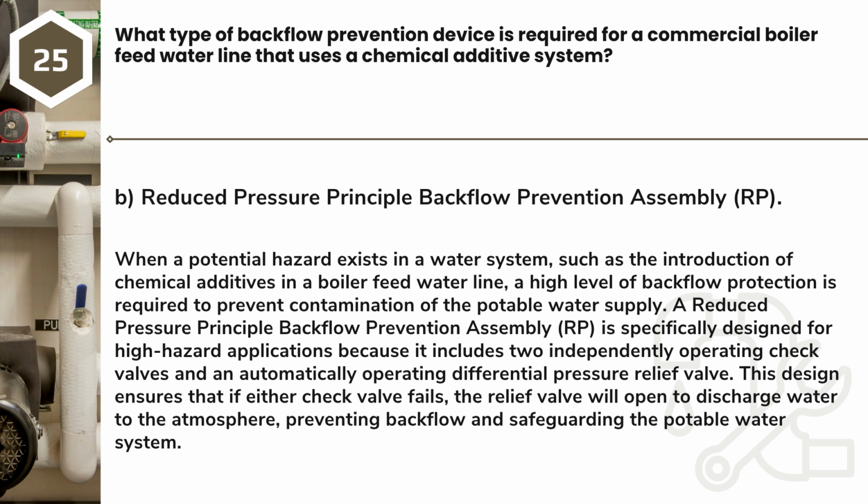Answer: B. Reduced pressure principal backflow prevention assembly, RP. When a potential hazard exists in a water system, such as the introduction of chemical additives in a boiler feed water line, a high level of backflow protection is required to prevent contamination of the potable water supply. A reduced pressure principal backflow prevention assembly, RP, is specifically designed for high-hazard applications because it includes 2 independently operating check valves and an automatically operating differential pressure relief valve. This design ensures that if either check valve fails, the relief valve will open to discharge water to the atmosphere, preventing backflow and safeguarding the potable water supply.